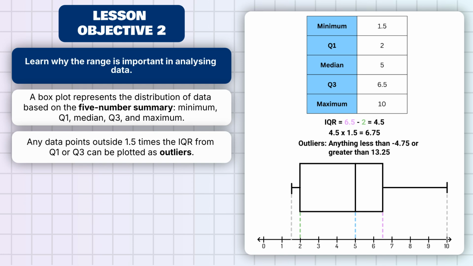Any data points which are less than Q1 minus 6.75, which is minus 4.75, or greater than Q3 plus 6.75, which is 13.25, are classified as outliers. We can represent these on the box plot with a cross. In our case, there are no outliers in the dataset.